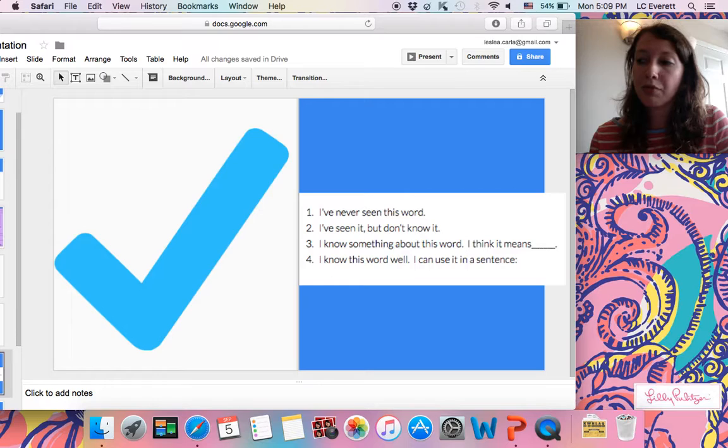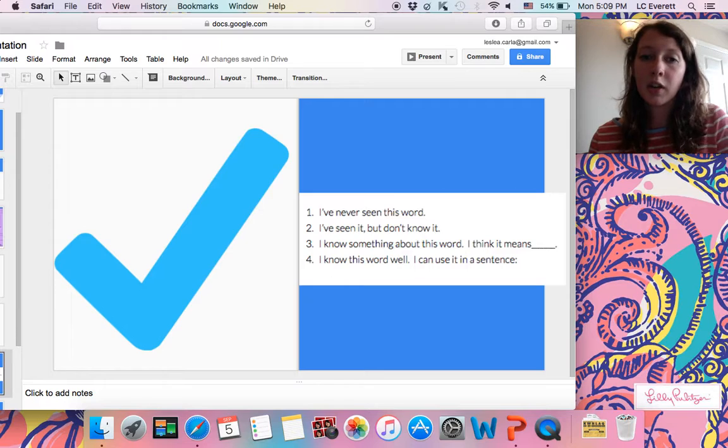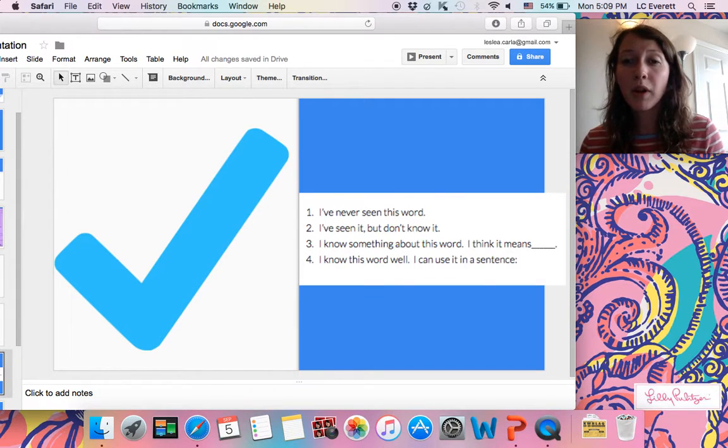This assessment is a pre-reading and post-reading assessment. For the pre-reading assessment, students would be given a list of words that are going to appear in what they're going to read. They would categorize those words or rank them 1 through 4: 1, they've never seen the word before; 2, they've seen it but they don't know the word; 3, they know something about the word and they would share what they think the word means; and 4, they know this word well and they can use it in a sentence. By using the word in a sentence, they demonstrate their understanding of the word, and you can check back and see, did they truly understand this word?